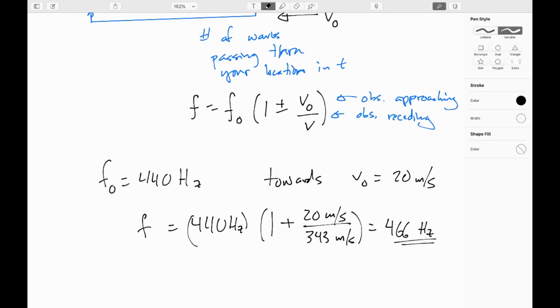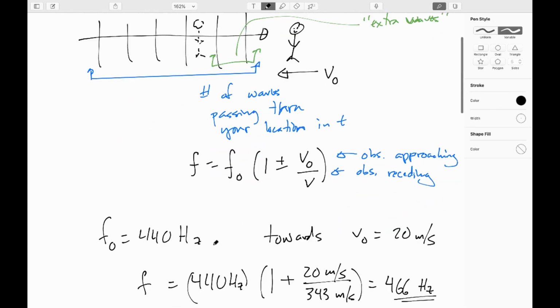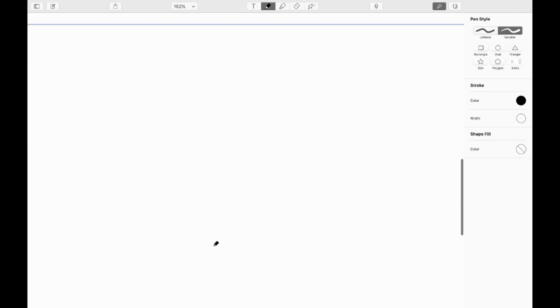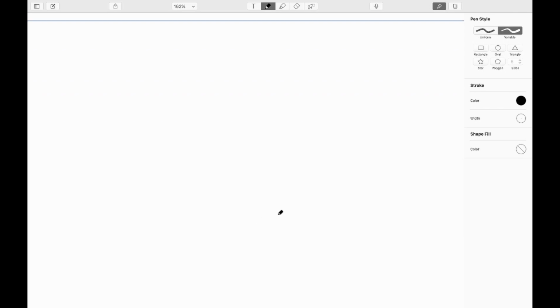Okay, so that's if the observer is moving. Now, what if the source is moving? You've probably encountered that too. If you've ever been to a car race, you've heard the car drive by the grandstands. As the car approaches, the engine note is high, and as the car passes the grandstand, the pitch of the engine note drops.